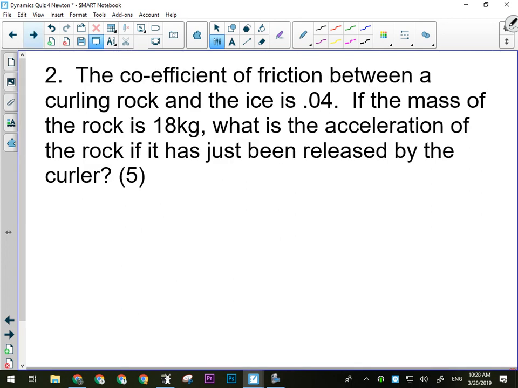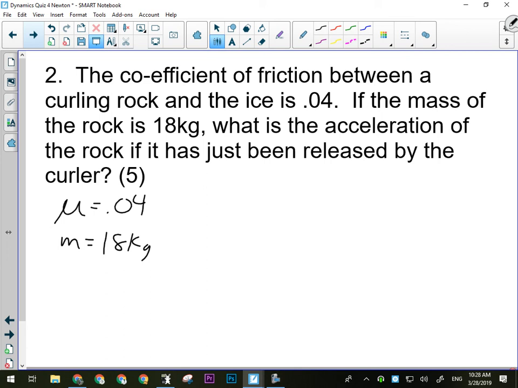Now, question number 2 tells us something about coefficient of friction. So they're telling us mu is 0.04, which is really, really low. So that's a very slippery surface between a curling rock and ice. The mass of the rock is 18 kilograms. We are looking for the acceleration of the rock if it has just been released by the curler. So if the curler has just released it, what are they no longer doing? They're no longer pushing. What's the only force acting on the rock?